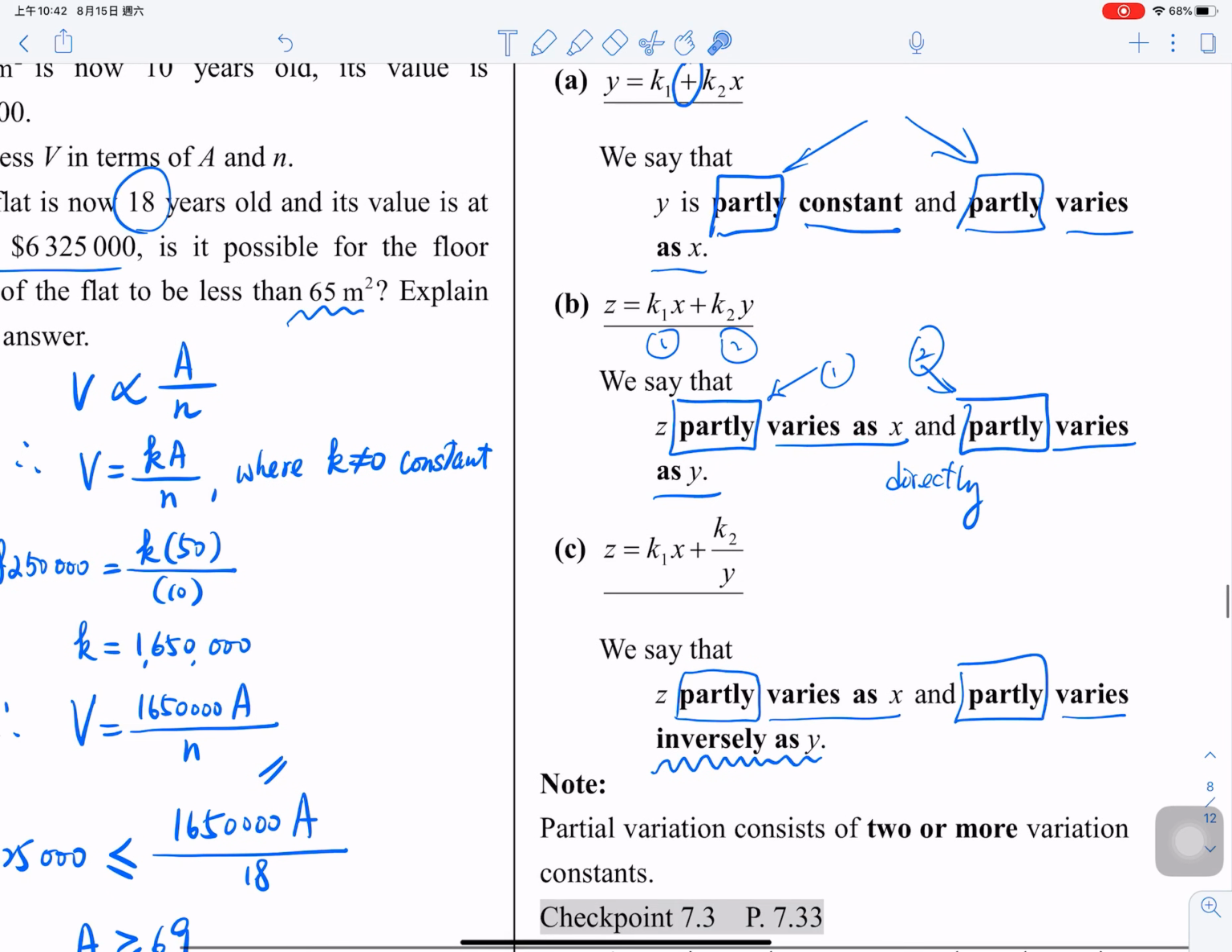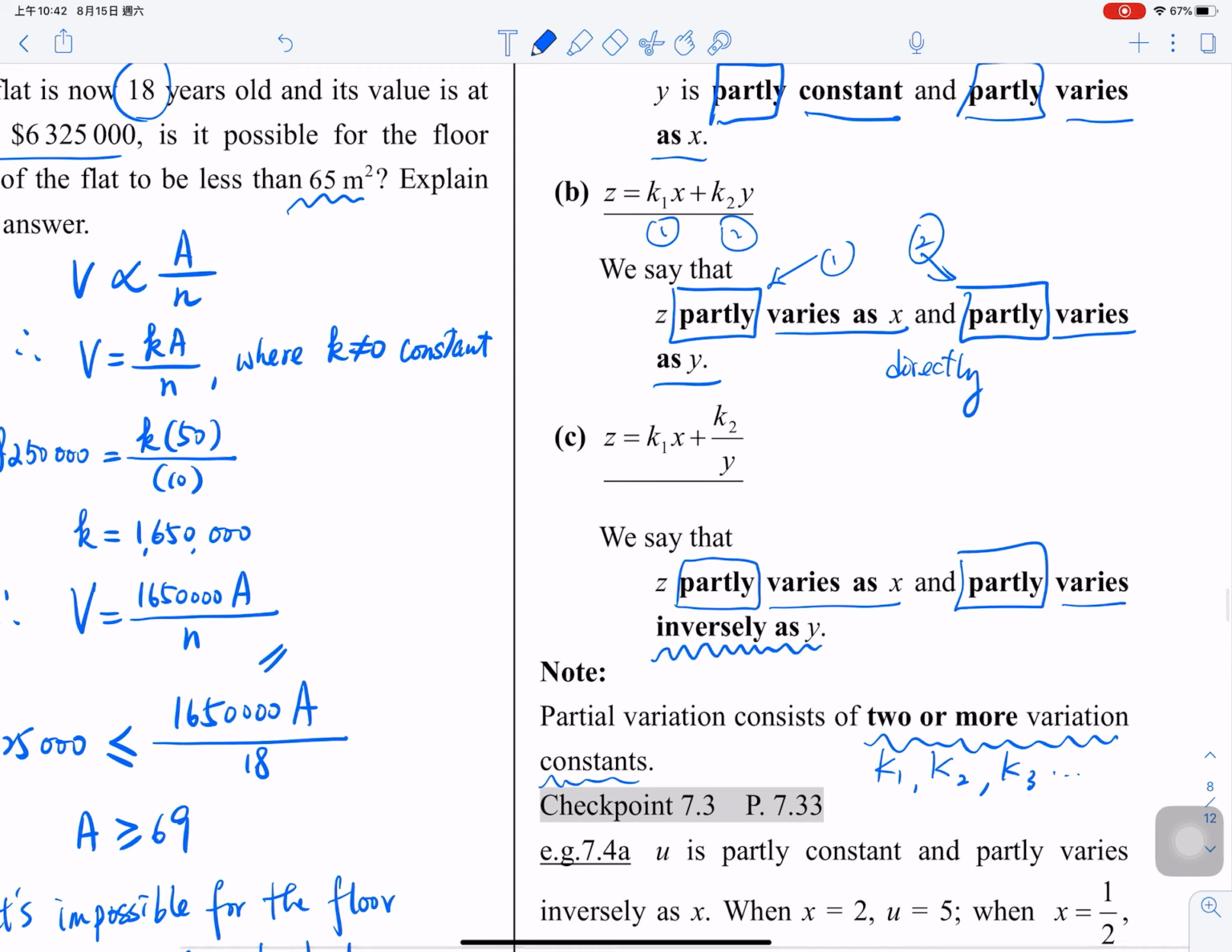Okay? So partial variation consists of two or more variation constants. So you see k1, k2, k1, k2. If there are more than one part, maybe three parts, then you have k3. Now you can try 7.3 checkpoint on page 33 by yourself first. Later on we can check it all together. Okay?